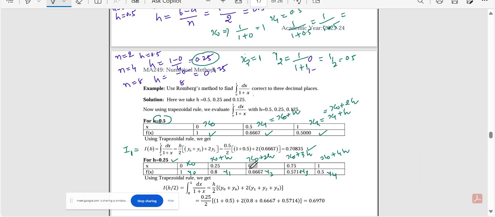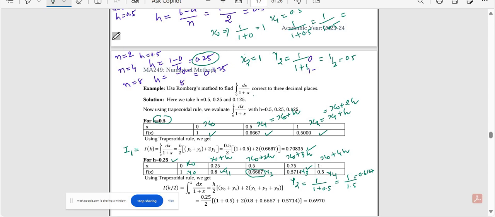Suppose I want to find this value. How will I do it? That is y2. So y2 is equal to 1 upon 1 plus x2. x2 is 0.5, so 1 upon 1.5, that is 0.6667. But if you observe, you already have three values, so don't repeat them. The first one, 0.667, is already there, and 0.5 is your last value. So you have to calculate only these two values. Tell me whether these are correct or not.